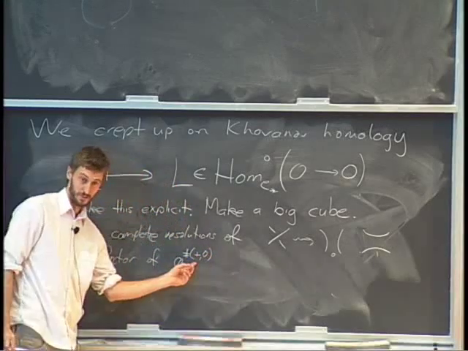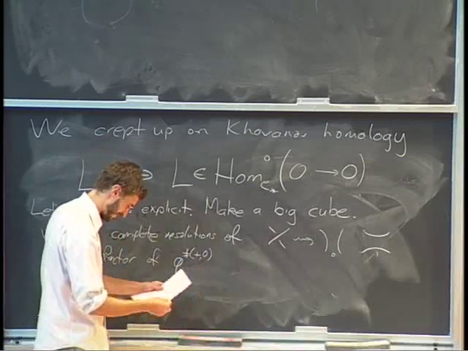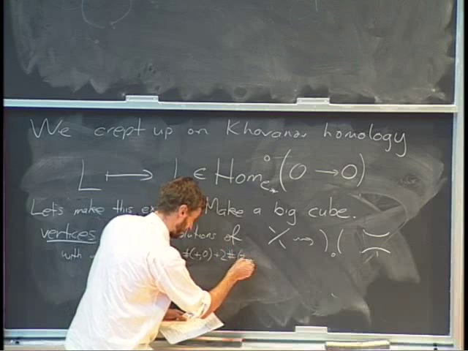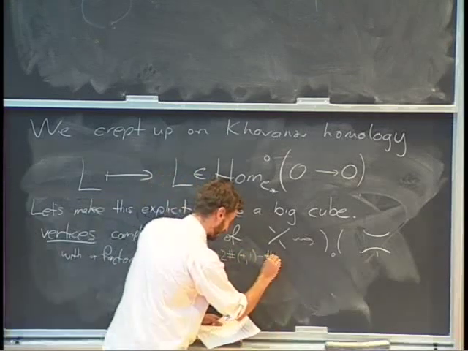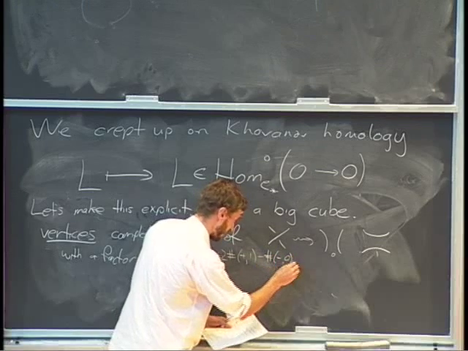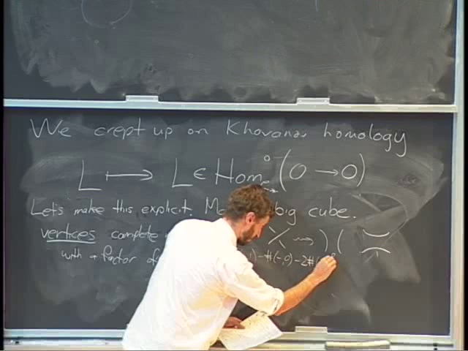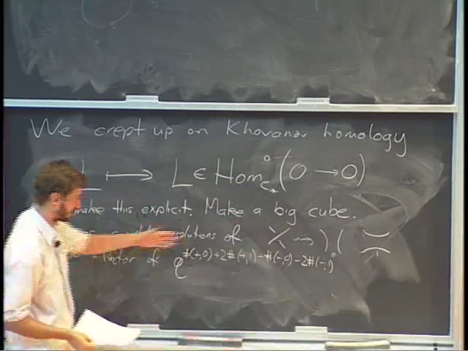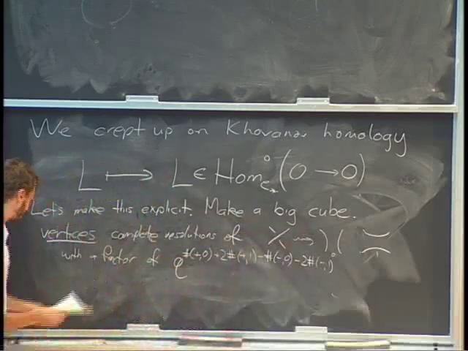So with the coefficient of q to the, let's see, the number, I'll write this. This means the number of positive crossings for which we've used the 0 resolution, plus twice the number of positive crossings for which we've used the 1 resolution, minus the number of negative crossings for which we've used the 0 resolution, minus 2 times the number of negative crossings for which we've used the 1 resolution. Okay, so now each vertex of the cube is a complete resolution of the link and some factor of q sitting out the front.